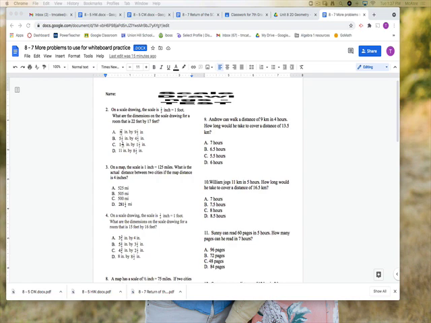Pass in your whiteboards, please. You should have your Chromebook and this page up. Keep your Chromebook, because you'll need a calculator.